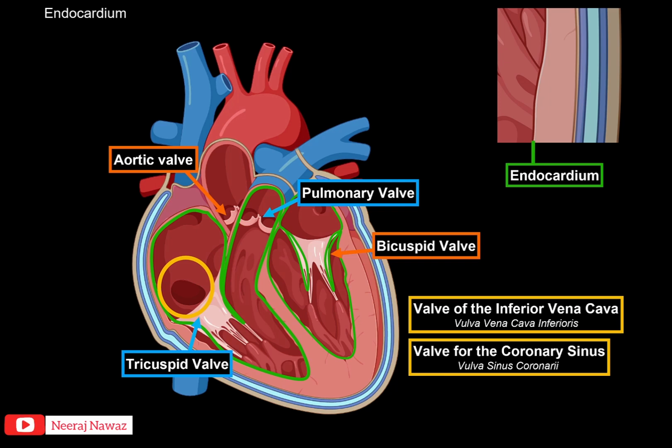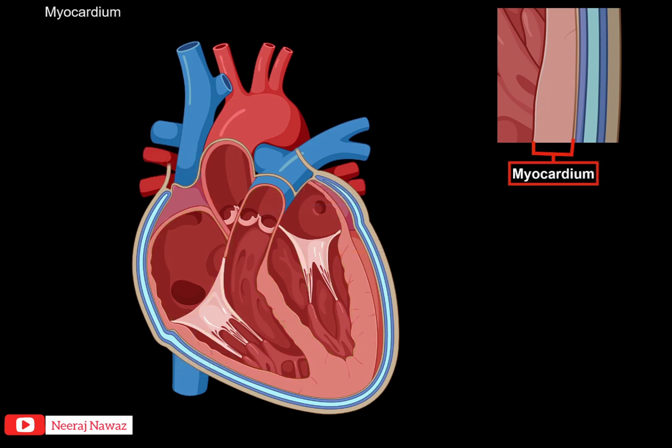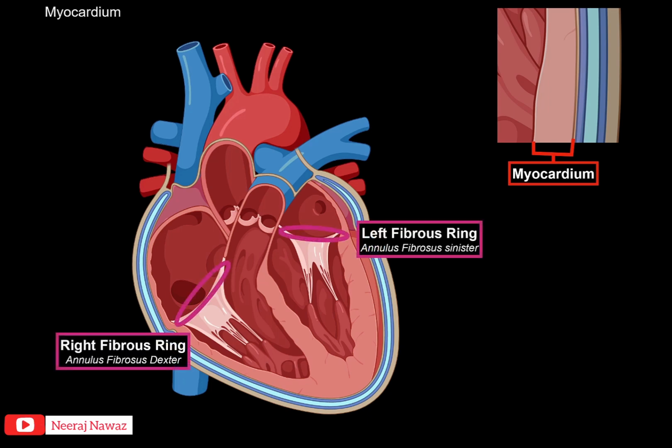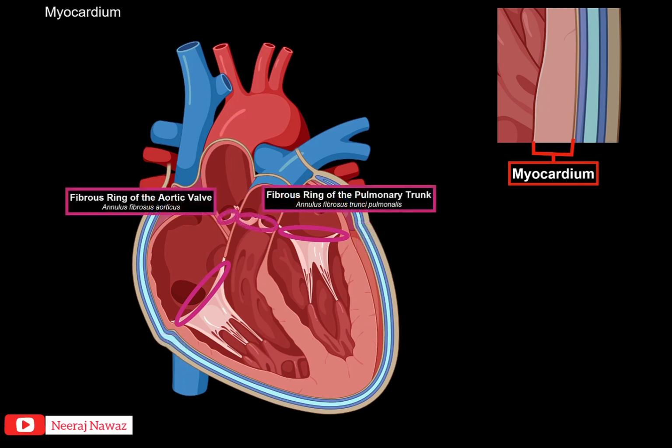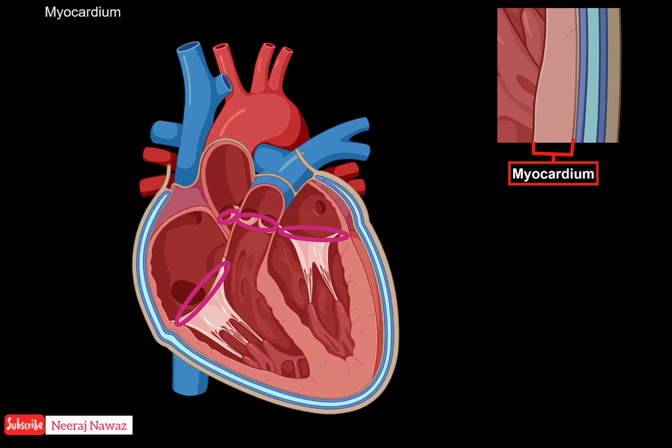Myocardium consists of mainly muscles or muscle fibers. But you will also find a certain amount of connective tissue here as well. The first thing we need to understand is that the myocardium will form the fibrous rings around the valves. It forms the right and the left fibrous ring around the tricuspid and the mitral valve. And it forms the fibrous ring around the pulmonary and the aortic valve as you see here. This means that above the right and the left fibrous rings, that's where the atria are, and below the fibrous rings, that's where the ventricles are.